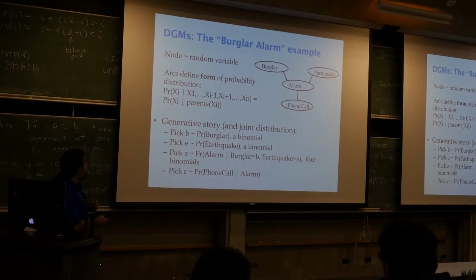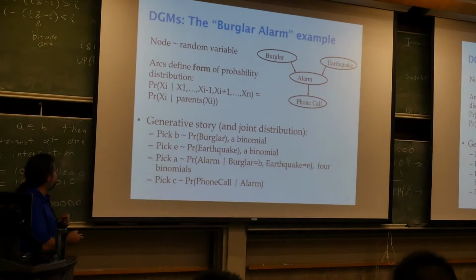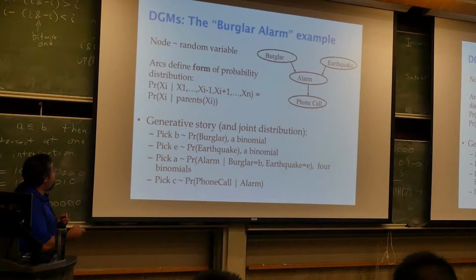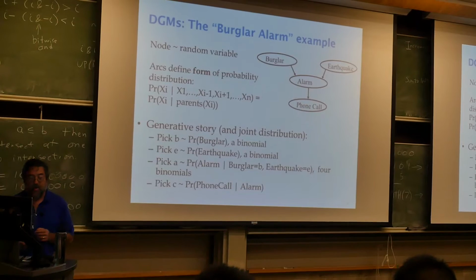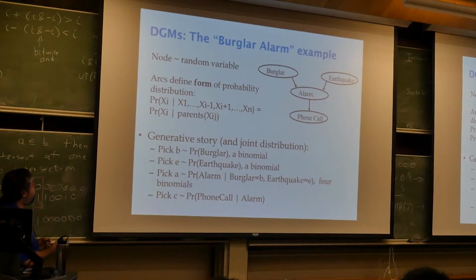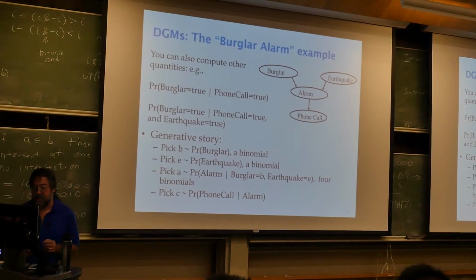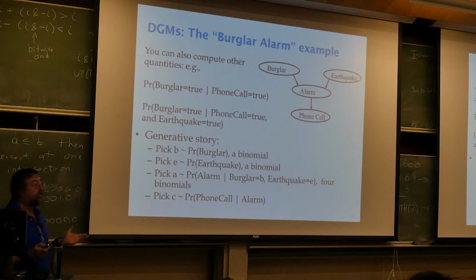So we have four binomials, one for each combination of Boolean variables here. And then finally we have two more binomials: if the alarm's going off, what's the probability your neighbor calls you? If the alarm's not going off, what's the probability your neighbor calls you? So the generative model is we pick these things, then we pick the descendants and keep going until we've picked everything. That defines a joint probability distribution.